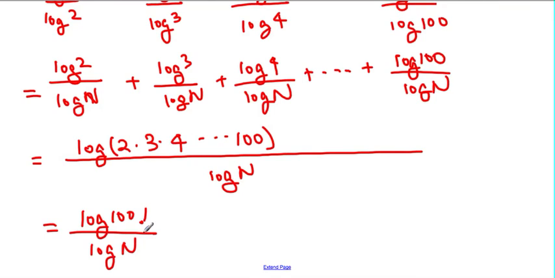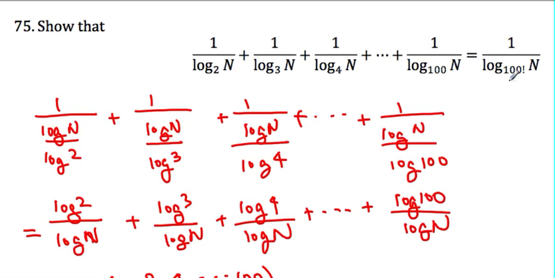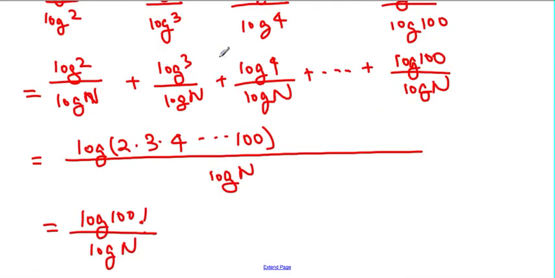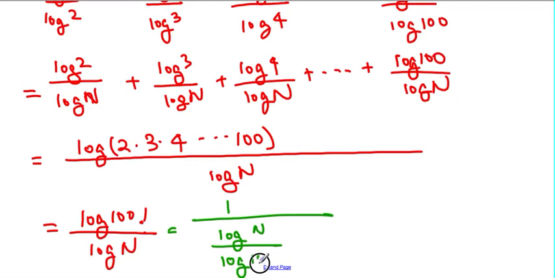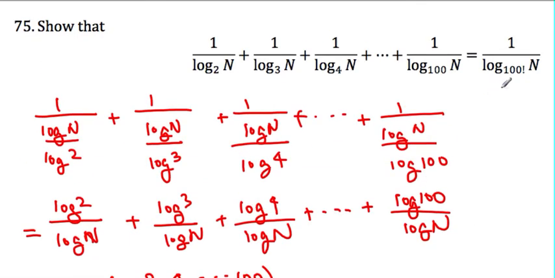Now, this one looks more and more like what we see over here. So then, what we can do is this now then is equal to 1 over log n over log of 100 factorial. But this can be rewritten as, the bottom portion can be rewritten as 1 over log of base 100 factorial of n. And that's exactly what we have to show in the beginning.